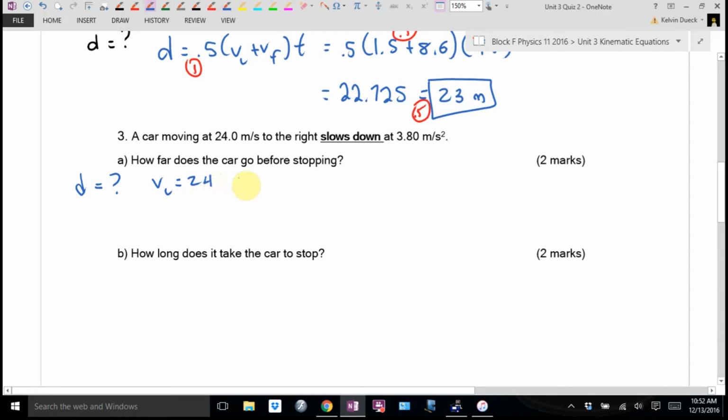Did they tell me V final? Yeah. Stopping. Now, I was mean. I snuck it into the actual question part. I didn't give it in the preamble, in the original stuff. What's V final? 0. What's the acceleration? Why is 3.8 wrong? Because it is.